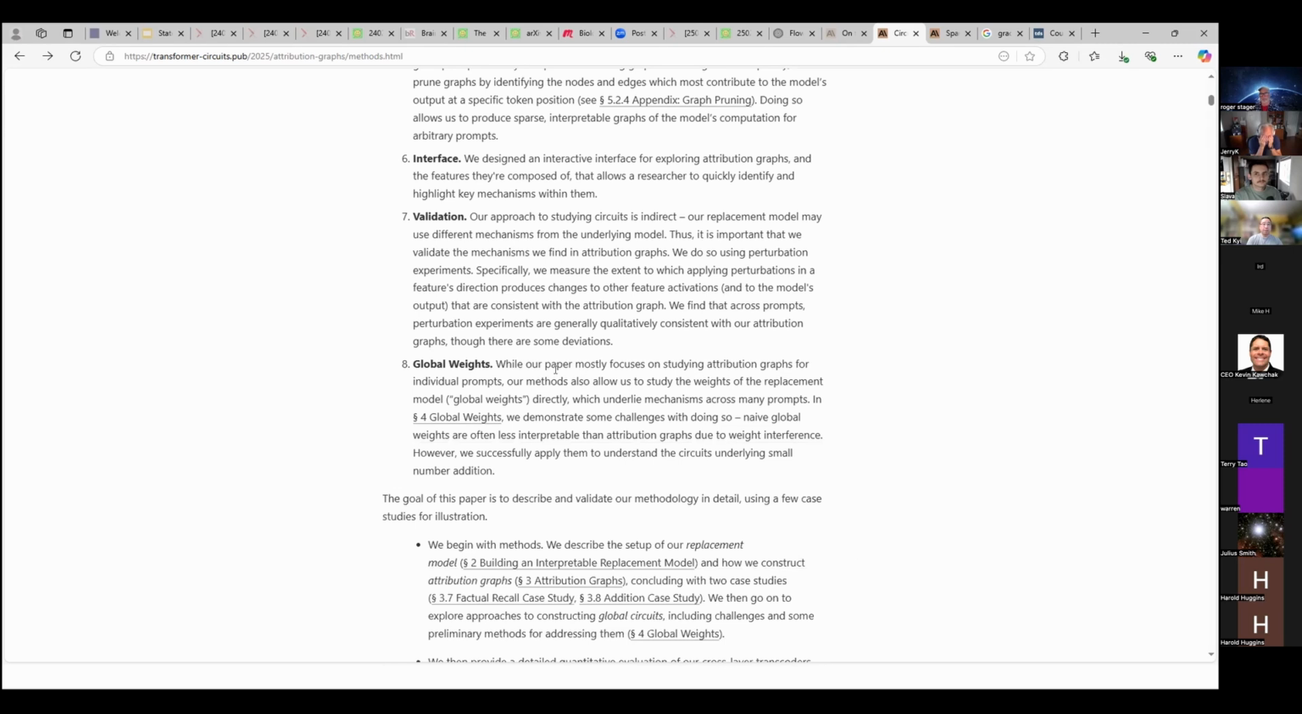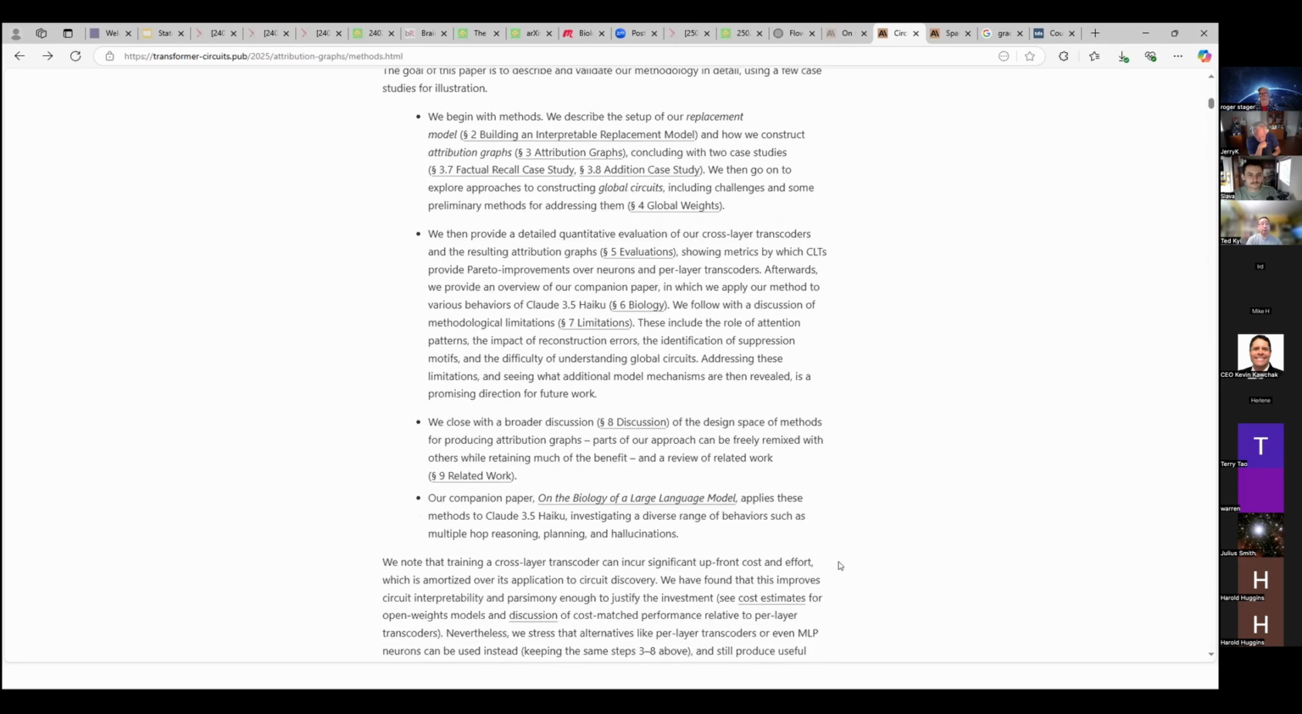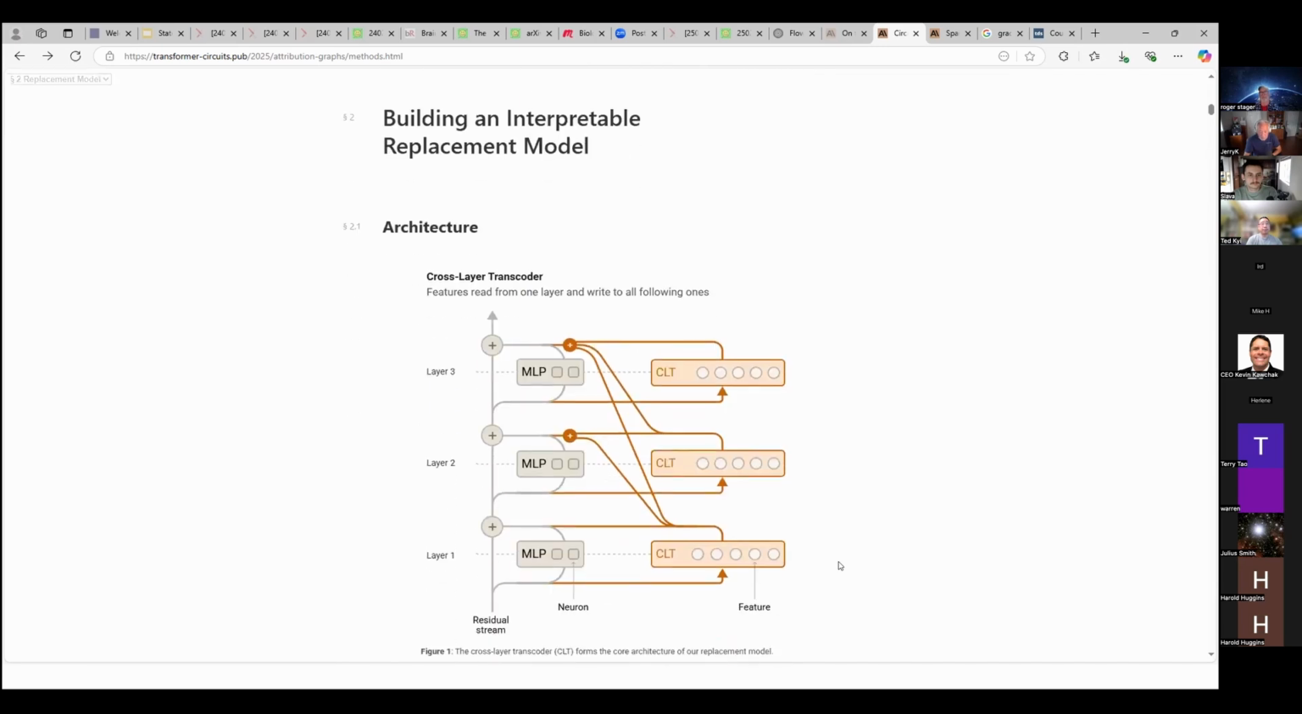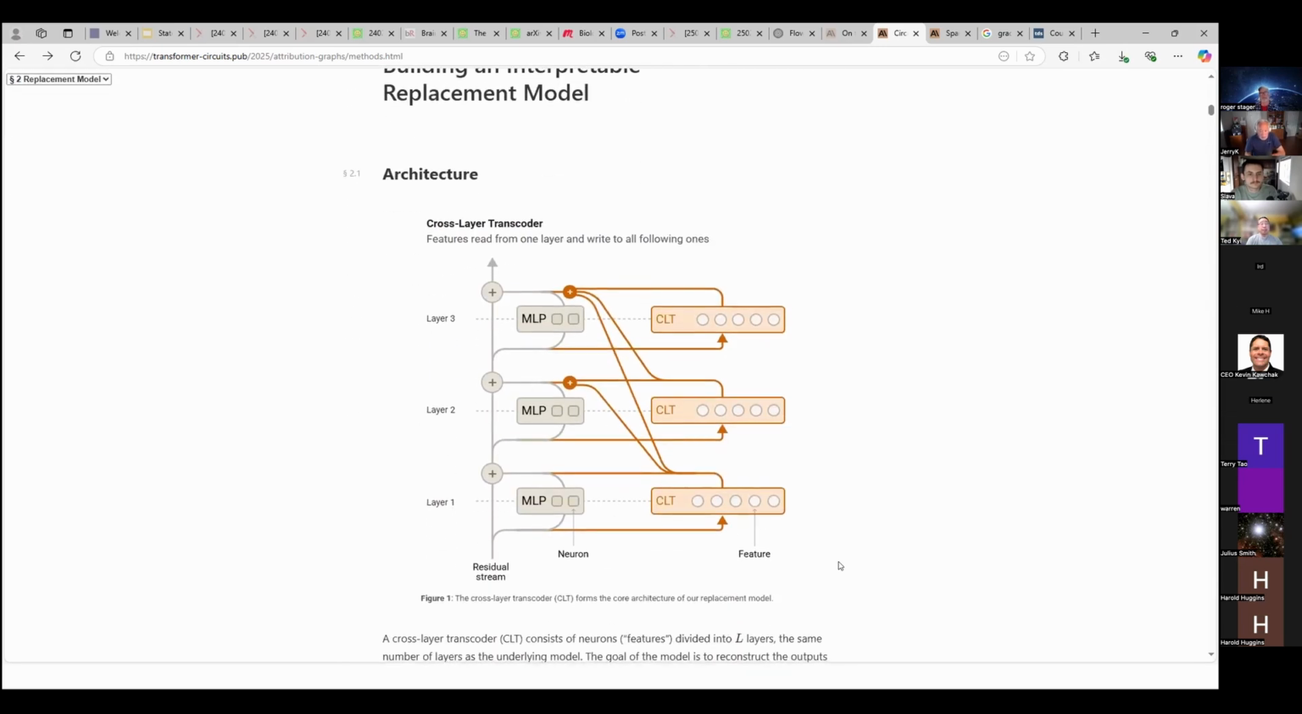They also have this conversation about global weights that honestly I didn't follow as well, but if we want to, we can take a look at that at the end of the article. All right, so that's our roadmap. And so let's dig in.